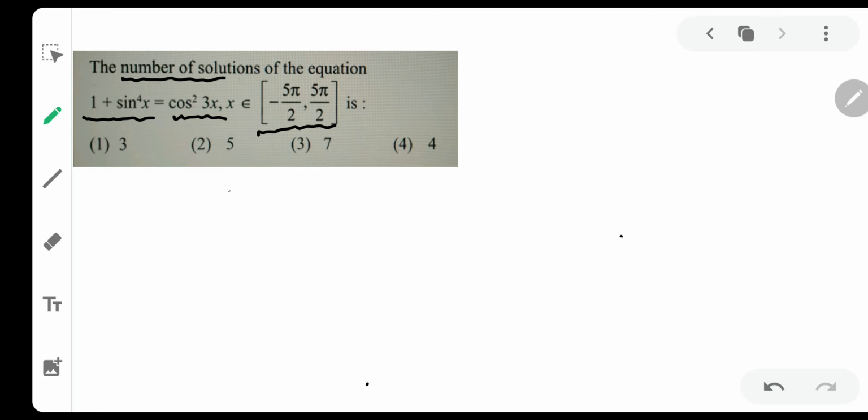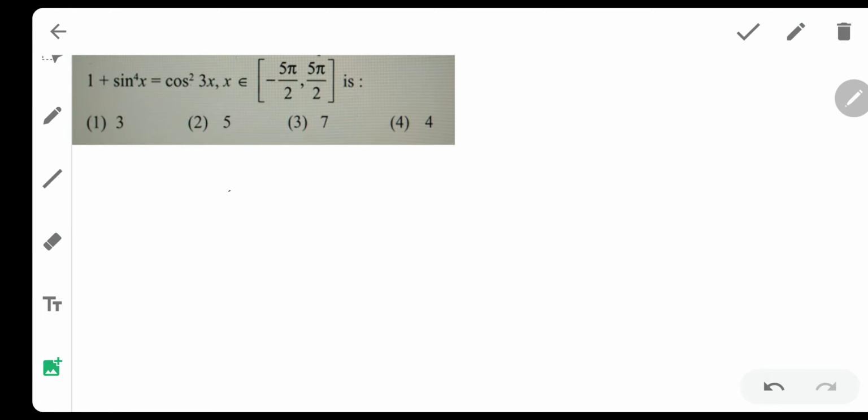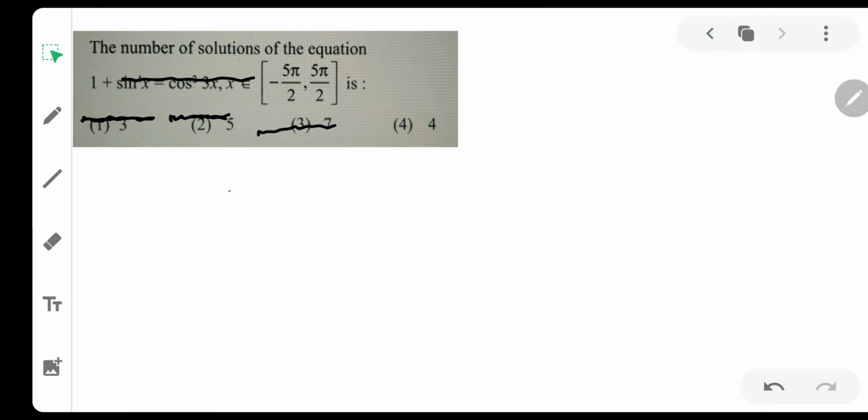First thing is number of solutions. They have not asked you what the solutions are, they have asked you the number of solutions, and as I always tell you, draw graphs when the number of solutions is asked. One more thing which tempts you to solve this question by the graphical method is that the RHS is a very simple graph and the LHS is also a simple graph with some transformation. So your graphical transformation should be very good. So let us try to draw the graph of 1 plus sin^4 x.